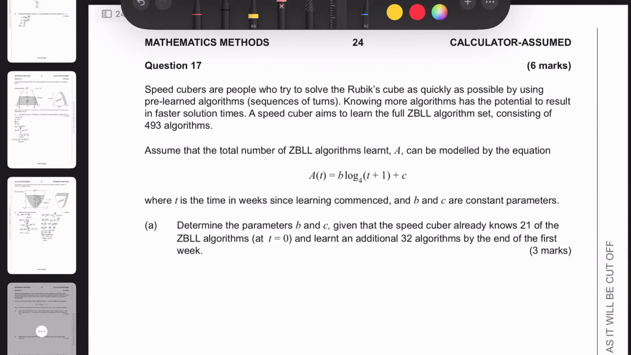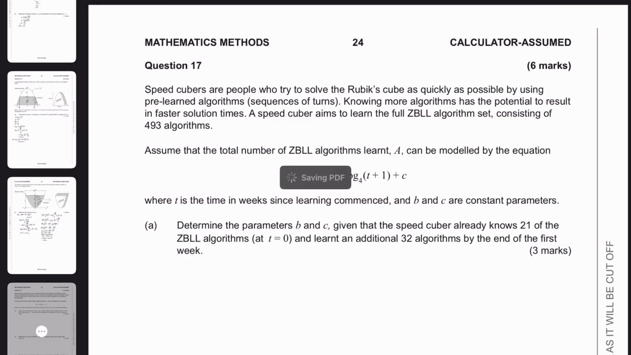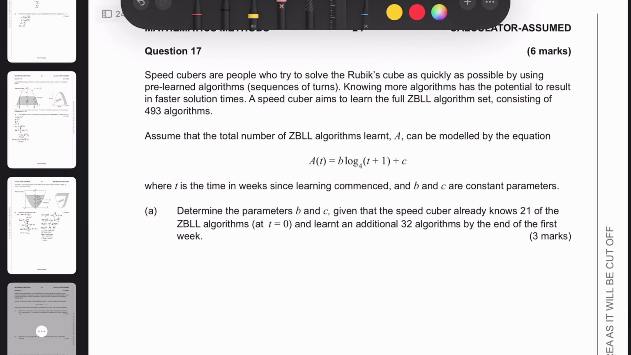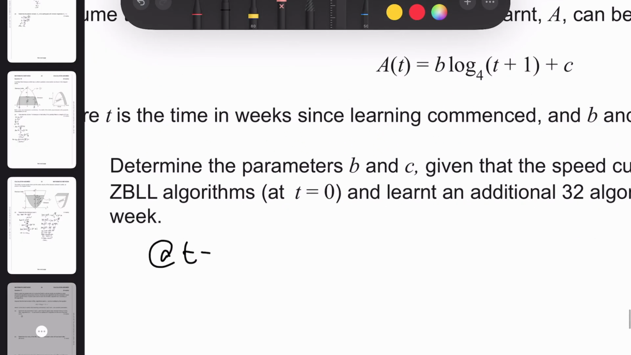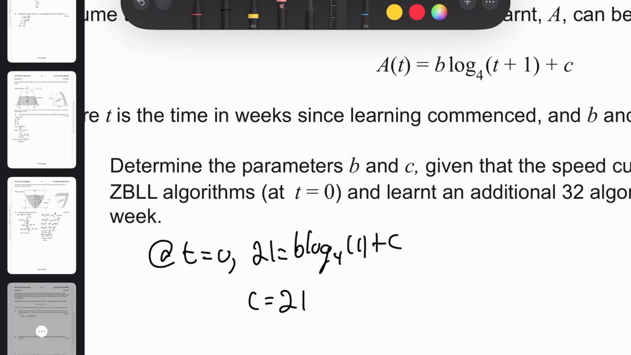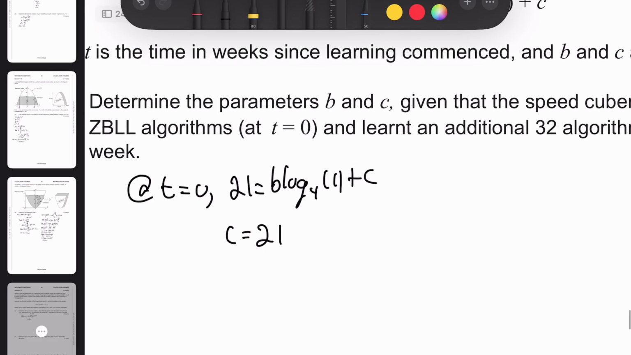Last question. Speed cubers are people who try to solve a Rubik's Cube as quickly as possible using pre-learned algorithm sequences of turns to potentially result in faster times. 493 algorithms, assume that they are modeled by the equation, where t is time since the learning commenced, and b and c are constant parameters. So if they already know 21 at t equals 0, 21 is equal to b log 4 of 1 plus c. So then c is going to be 21, because log 4 of 1 will just become 0. b times 0 is 0.